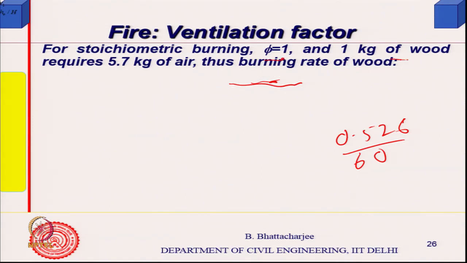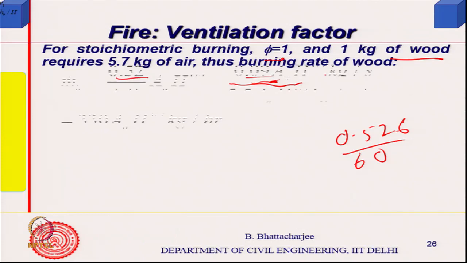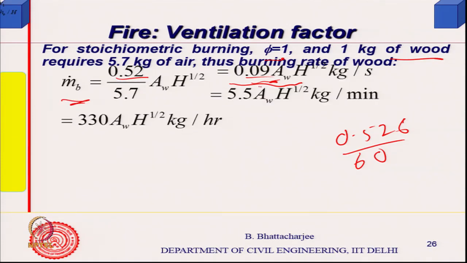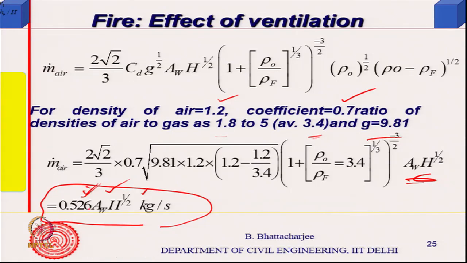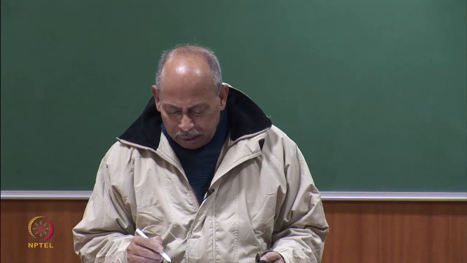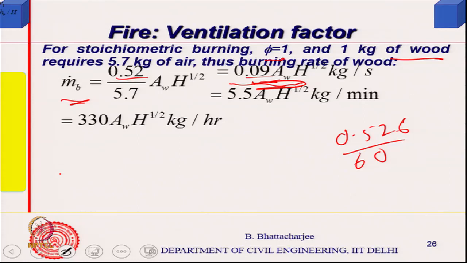Taking phi equal to 1 and 1 kg of wood, the burning rate of the wood will be given by this. For wood, oxygen entry is 0.526 AWH to the power half. How much will be the quantity of oxygen? This is the entry of air. How much will be divided by 5.7? Divide by 5.7, which is the stoichiometric relationship of wood and this. So, if I divide this by 5.7, we get 0.09 AW. So, this is the burning rate of the wood.